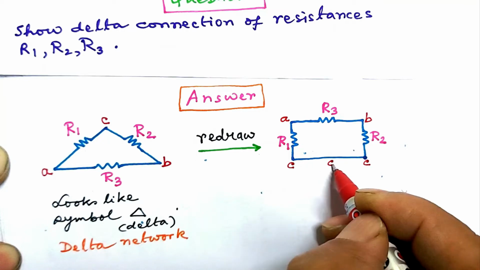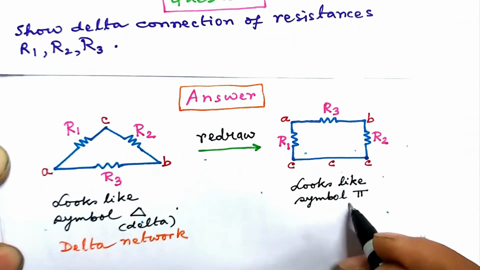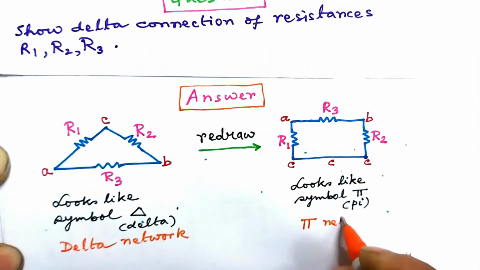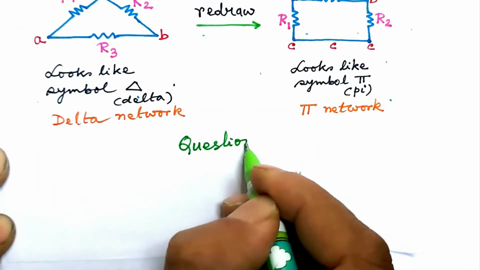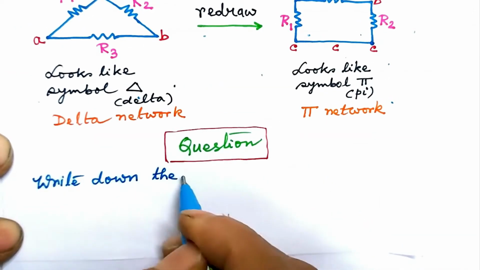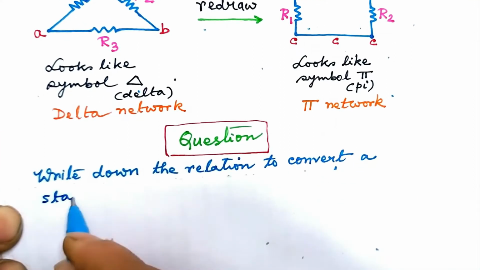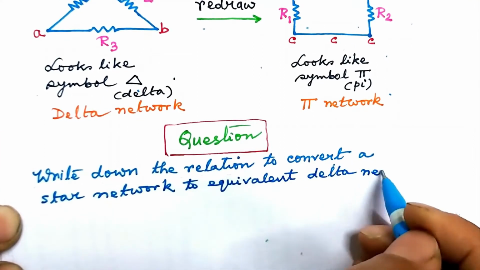Look at the C line, or a single wire. All points on it are equivalent. Denote all the points by C. How does the network drawn in this manner look like? Looks like the symbol pi. So this network is referred to as pi network. We thus have finished discussing delta network, that is also called the pi network. Next question. Write down the relation to convert a star network to equivalent delta network.